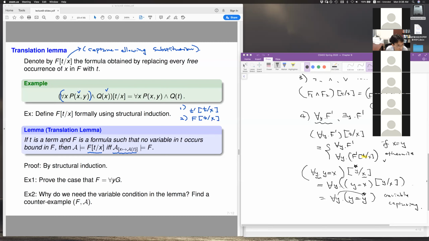this lemma has a condition which says no variable in t occurs bound in f. That's very important. If this condition is not true, the lemma is not true. So find a counterexample where this condition is violated and the lemma doesn't hold. Okay, so I will give you 5 minutes to solve this exercise.